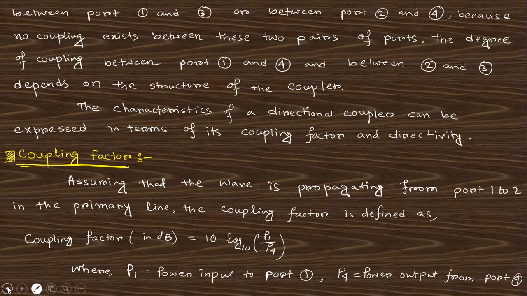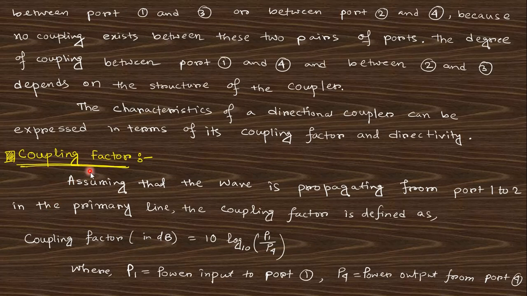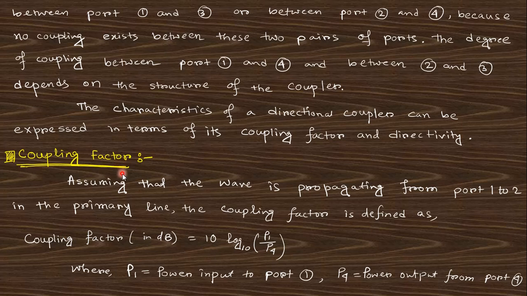This calculation, that means which part is cancelled out or which is added, is actually found using two parameters: the coupling factor and the directivity. These are the two measuring parameters by which we can measure which part is coupled and the directivity.